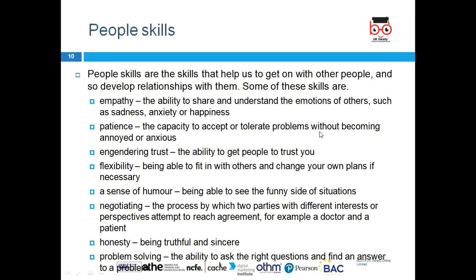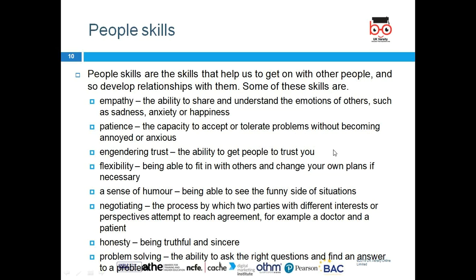And then people skills. These are skills that help us get on with other people, and they can help us develop relationships. Some of these skills are listed here. We have empathy, the ability to share and understand the emotions of others, such as sadness, anxiety, happiness. You have patience, the capacity to accept or tolerate problems without being annoyed or anxious.